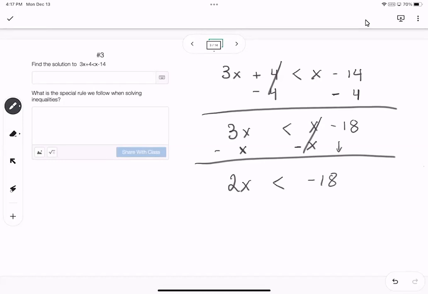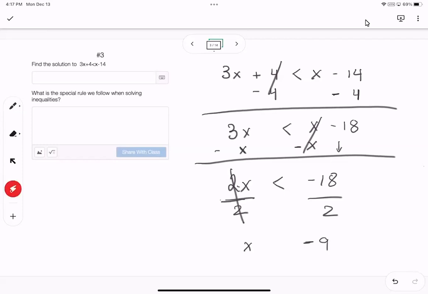Now do I have x by itself? Nope. It is still being multiplied with 2. So I'm going to divide by 2 on both sides to get x by itself. 2x divided by 2, that leaves x. Negative 18 divided by 2, that is negative 9.